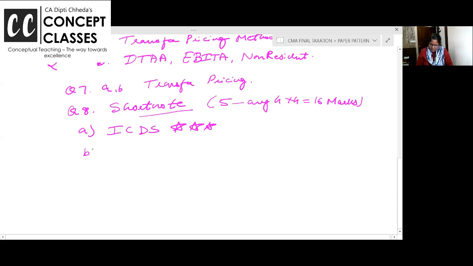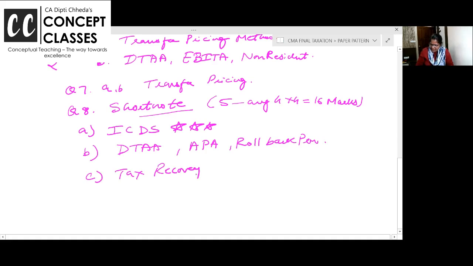Second is like write a short note on double taxation, advance pricing agreement, rollback provisions. Do you remember? And then some small topics. Tax recovery certificate. How do you go for the tax recovery certificate? What all things should be there? Where is it used? Tax recovery certificate is used to recover the tax from NRI.